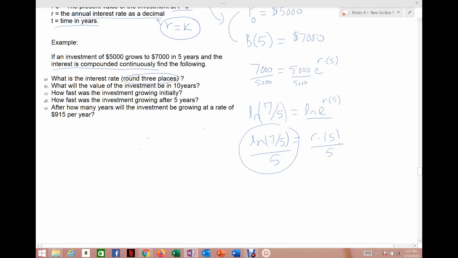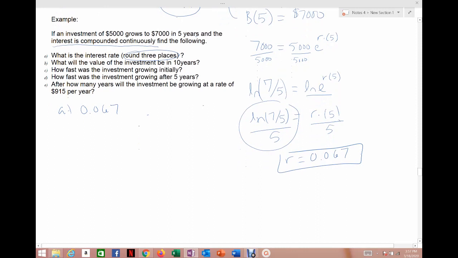It told us to round to 3 decimal places, and so my interest rate comes out to 0.067. So there's A. The answer to A, interest rate, is 0.067. What that means is my interest rate is 6.7% compounded continuously. If we talk about it in terms of finance, my interest rate is 6.7%, so my money is growing by 6.7% continuously.